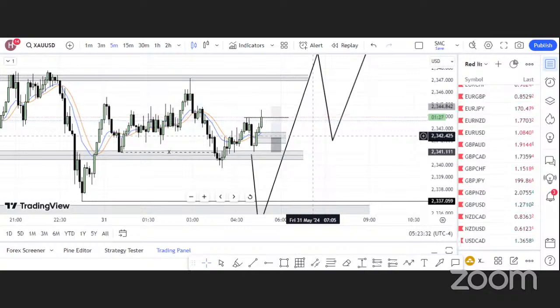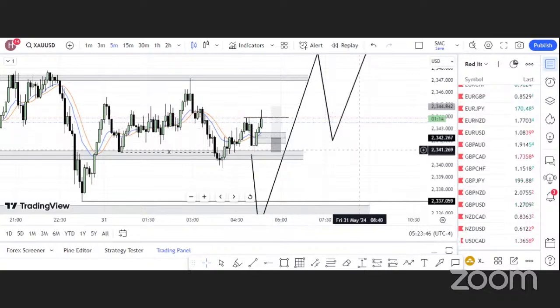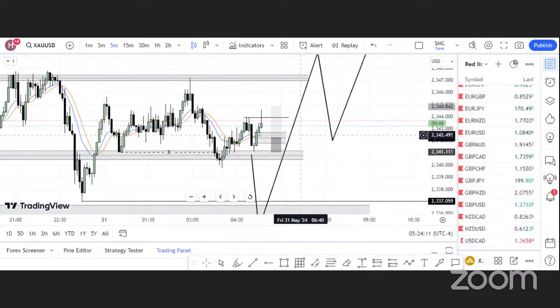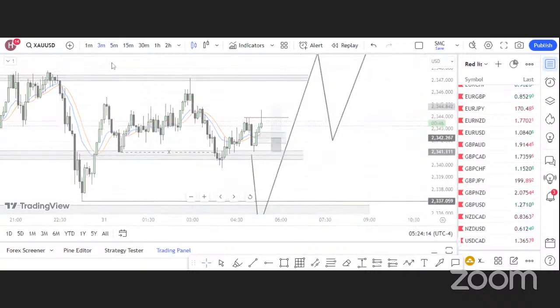All right. So we have less than 2 minutes to the end of this candle. As you can see, the candle is currently rejecting. So rejection is not what we want here. We want the candle to close above and give us a break of structure. All right.